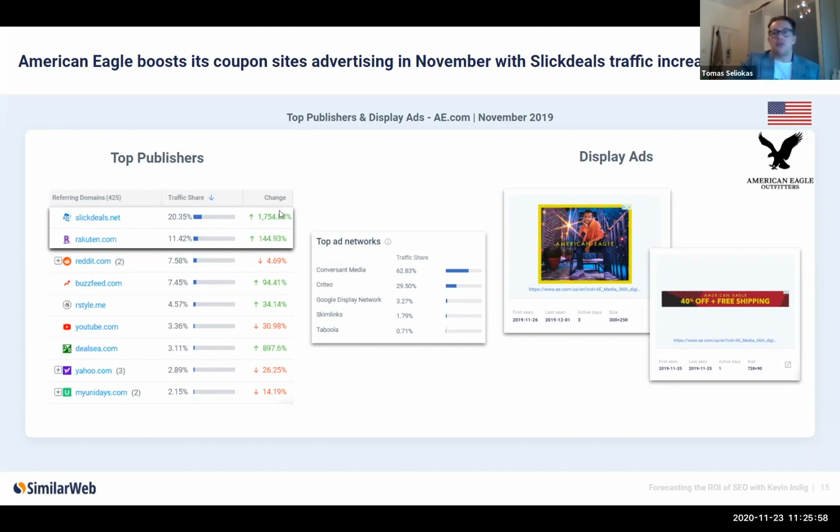So they definitely just focus on those two during November to drive the traffic. So it's very easy to replicate, because these two websites account for 30% of traffic. And then we don't only give you the ability to see which websites and publishers they're using, but also top ad networks. So you can actually filter for the websites and see which ad networks they're using.